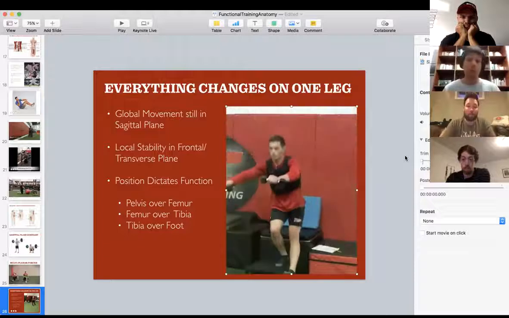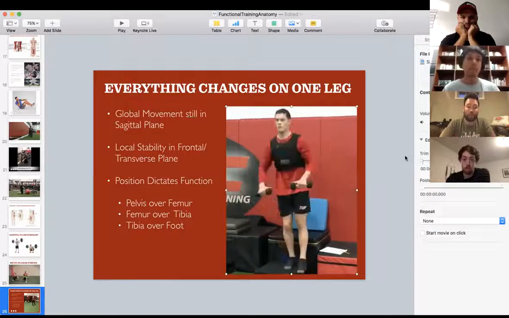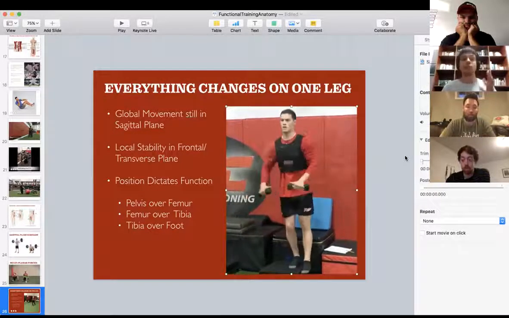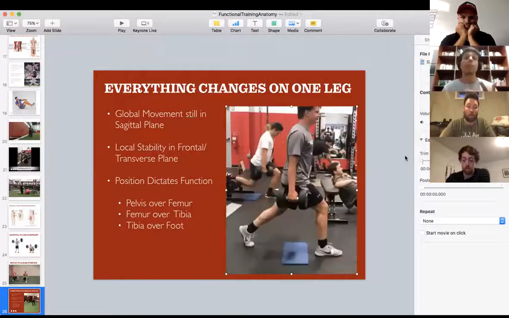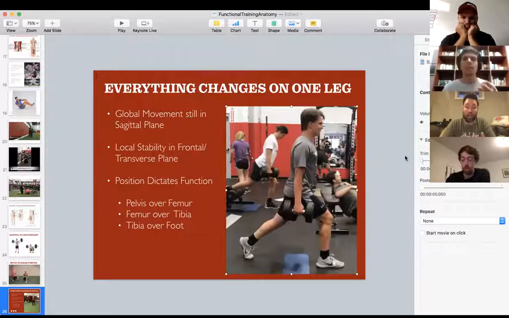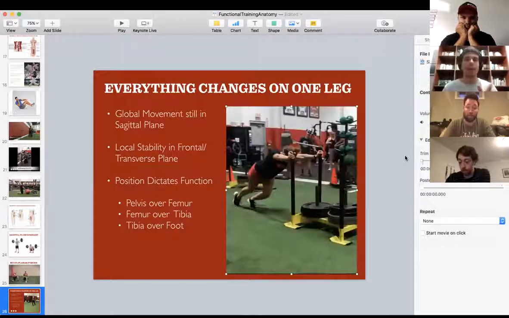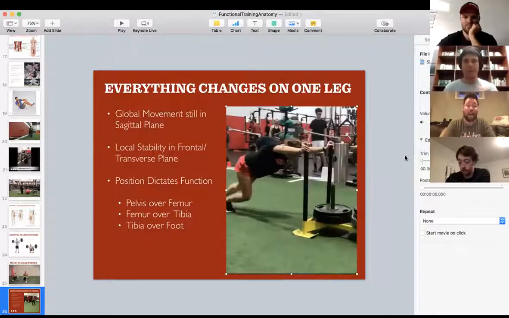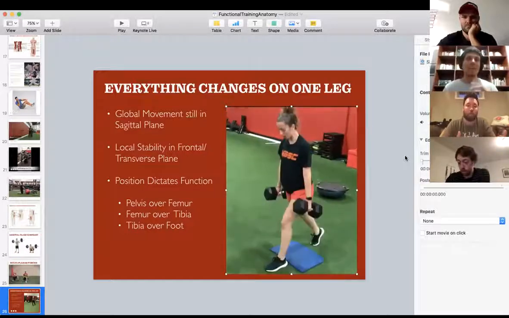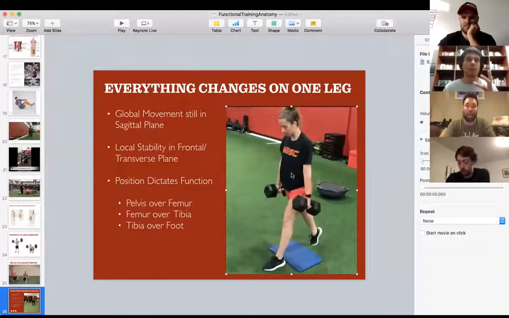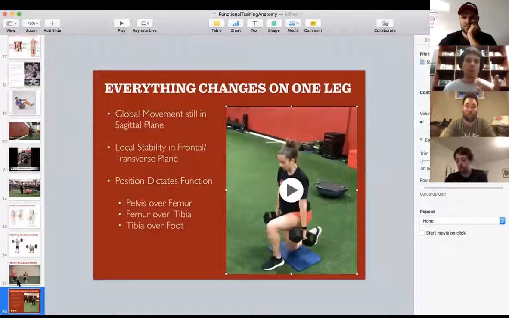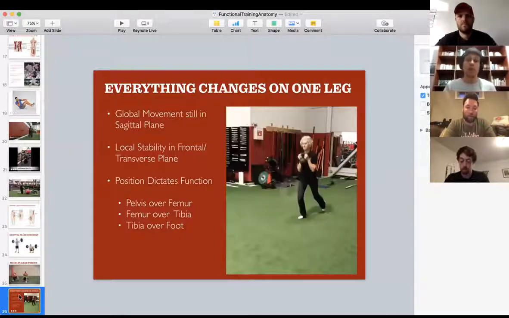The value of doing all these single leg exercises is building local stability in the frontal and transverse plane and doing them well. Position dictates function. We always say, I need you to line your nose up over your toes and your foot, because that gets their pelvis over their femur, over their tibia, and their tibia over their foot. And that's the inherent value in single leg training that you don't necessarily get out of some of these other bilateral movements. And I think it's important to think about what am I getting from a local standpoint, not a global standpoint, because it's asking these athletes to use all these muscles they might not use otherwise.